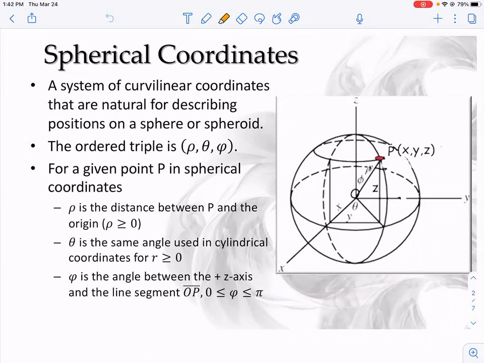Rho is the distance between P and the origin. Like row your boat. Rho. Density is the letter rho. Okay. Theta is the same angle we use for cylindrical coordinates.